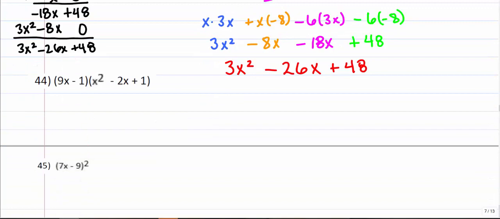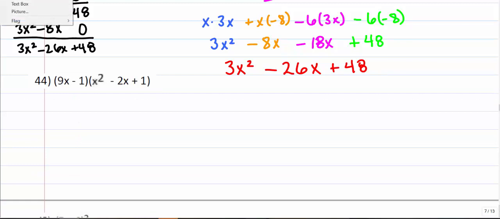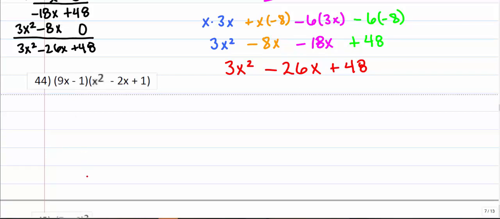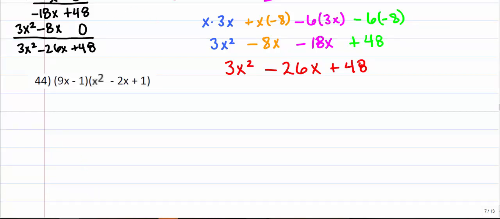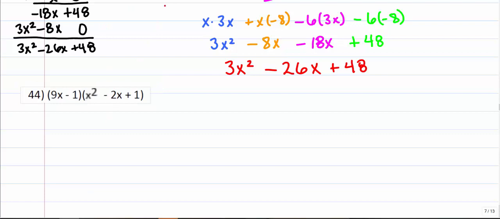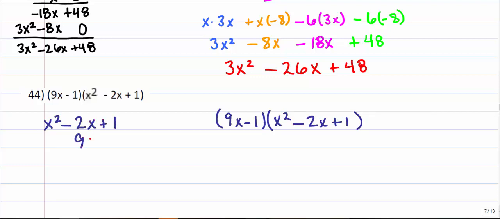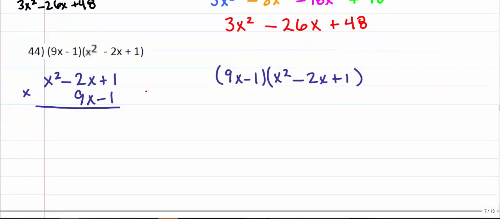For the next one, I need some more space here. For this one, you can do the distributive property technique. So for number 44, you could definitely set it up as 9x minus 1 times x squared minus 2x plus 1. Or you can stack it and multiply. So either way, you're going to get the same result.